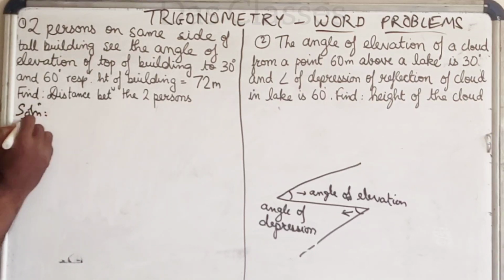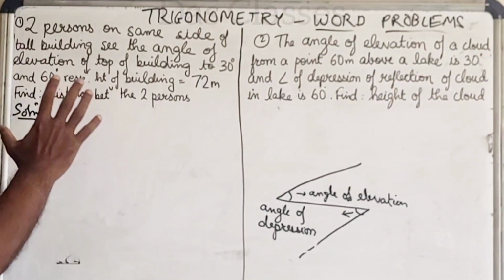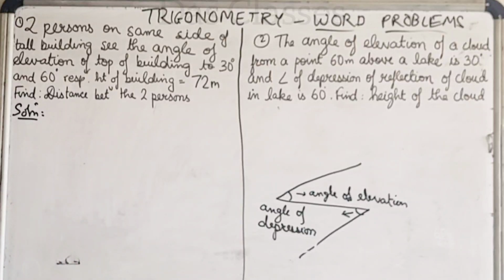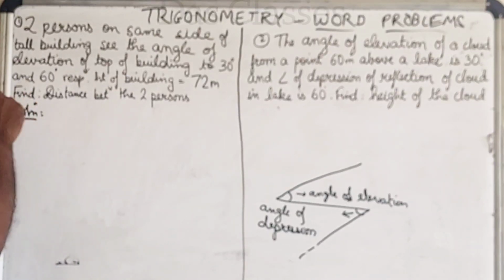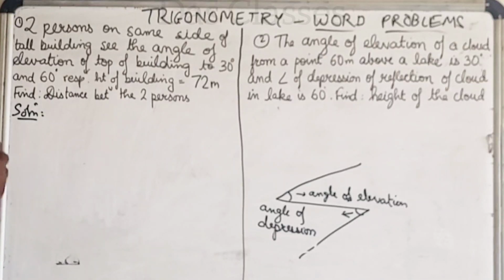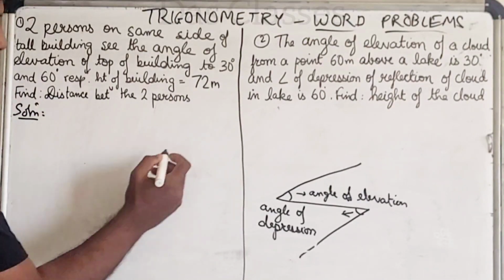The first mistake students make is they read a little bit of the question and start drawing the diagram. First of all, in trigonometry word problems, every time you need to draw the diagram. Second thing is you should read the full question to get an idea about what the question is about and then start solving it. So first of all, they say there's a building. So let us draw this building.